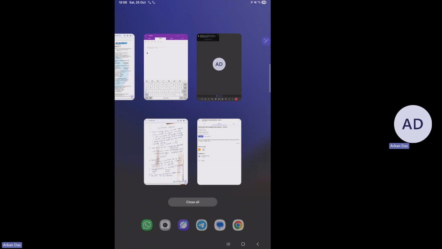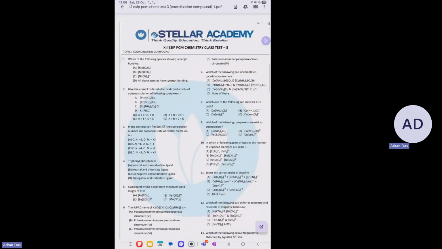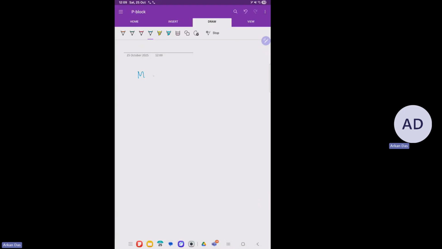So here we do observe that the first question tells us: which of the following species shows synergic bonding? We know the fact that in case of synergic bonding, there should be back bonding also occurring along with the sigma bonding. That is, if you talk about any kind of metal bonded with the ligand, first of all, the ligand donates its lone pair to form the coordinate bond. There are certain ligands for whom metal donates back.